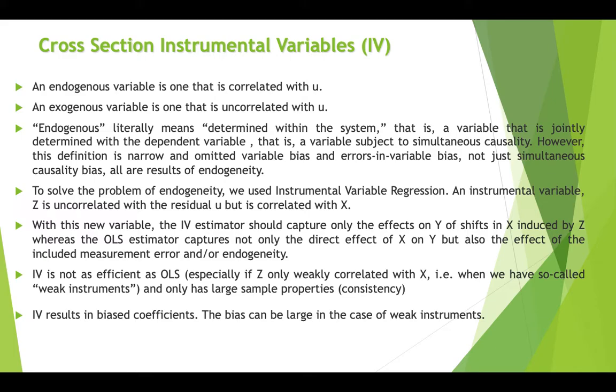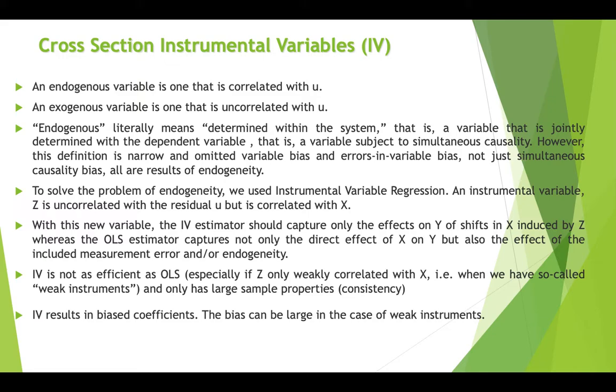Instrumental variable Z is uncorrelated with the residual U but correlated with X. With this new variable Z, the IV estimator should capture only the effects on Y of shifts in X induced by Z, that is, the portion of the variability of X which is induced by Z and the effect of that portion of variability of X on Y.